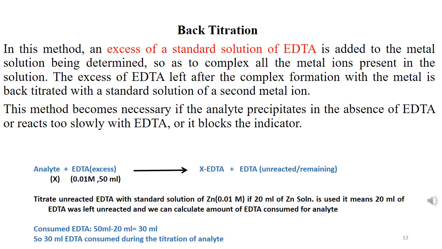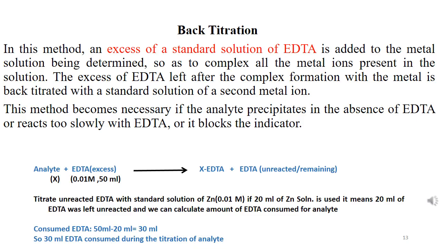So next is the back titration. That is also a type of complexometric titration. In back titration, an excess of a standard solution of EDTA is added to the metal ion solution that is being analyzed. EDTA is added in excess so that it can form a complex with all the metal ions that are present in that solution.